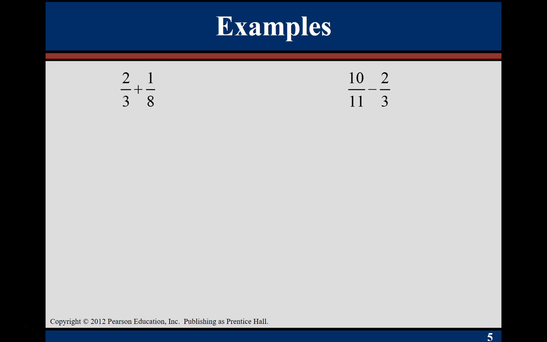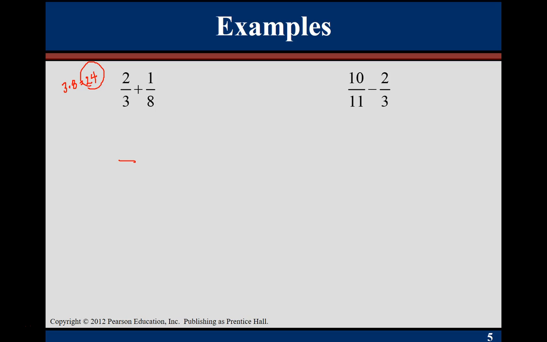Let's look at two examples. If I have 2/3 plus 1/8, my least common denominator would actually be the 3 times the 8, which is 24. This will always work. You can multiply the two denominators to get a common multiple. It may not be the smallest least common multiple, but it will definitely be a common multiple.